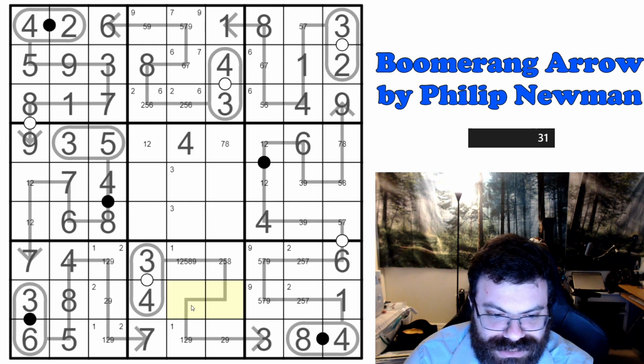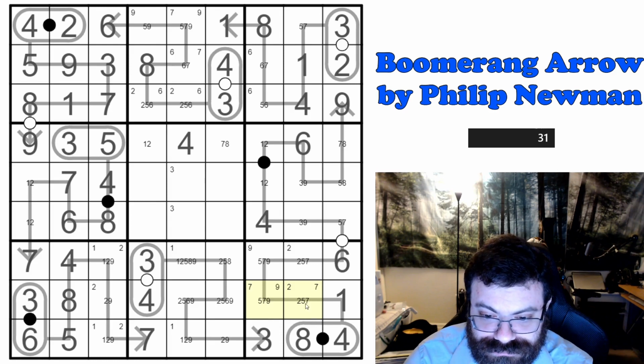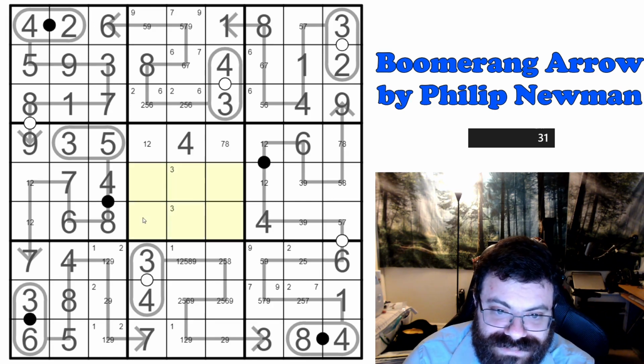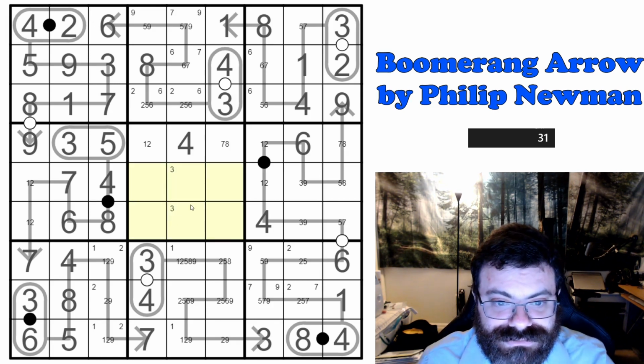For the row, we need 2, 5, 6, 7, 9. 7's in the box. That means one of these two is a 7, is that right? Yeah, so for this row, where does 7 go? Only goes in one of these two. So these can't be 7. They couldn't have been anyway. All right. Only thing left to fill is this box here.